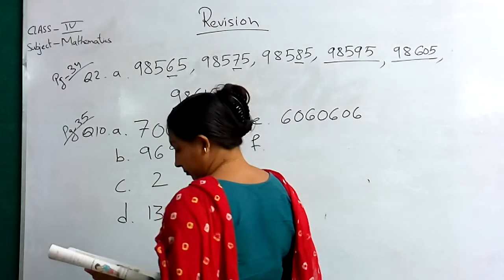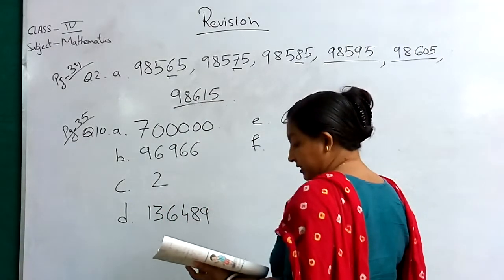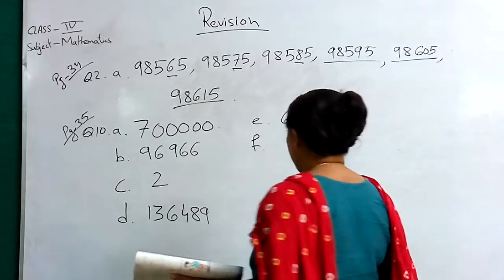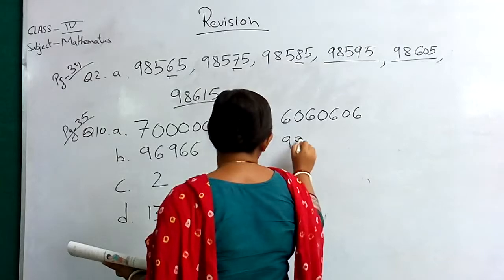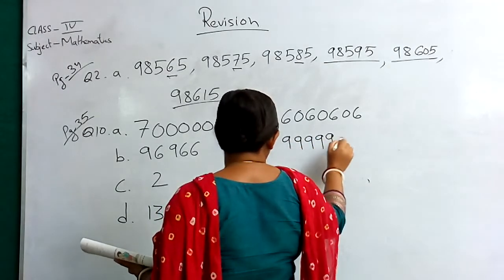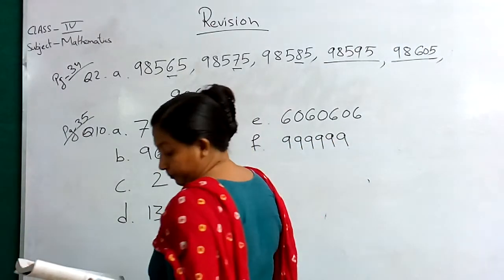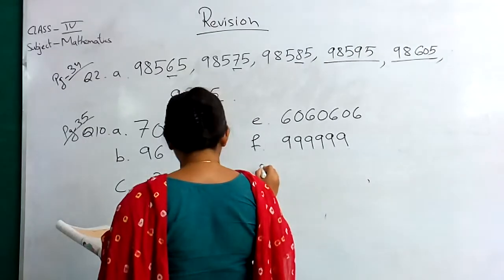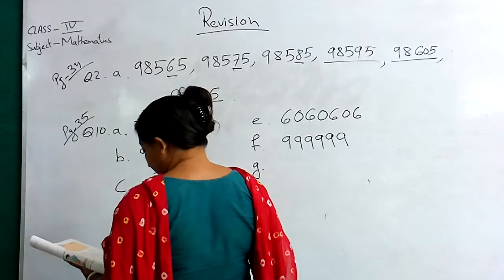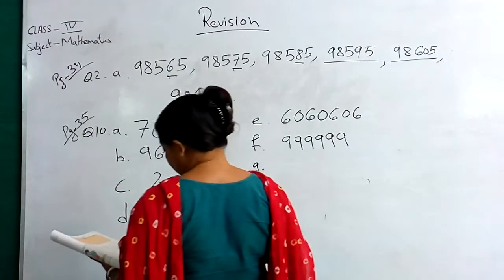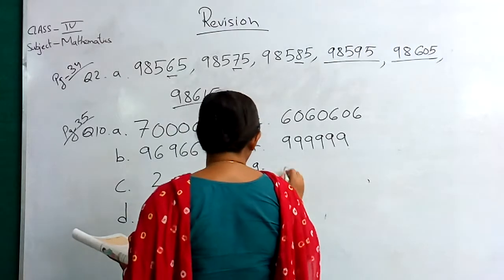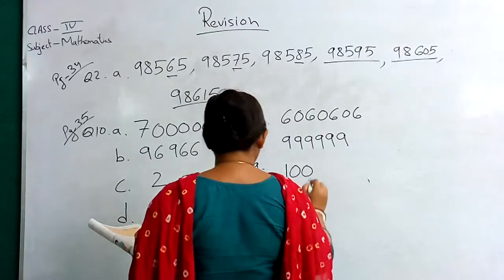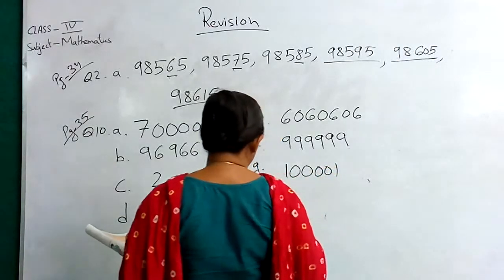F. The predecessor of the smallest 7-digit number. The smallest 7-digit number's predecessor will naturally be 9 six times. Okay, 9 six times. Then number G. The successor of the smallest 6-digit number. Now the successor of the smallest, that means you will add 1 with the 6-digit number. So 1 0 0 0 0 1.